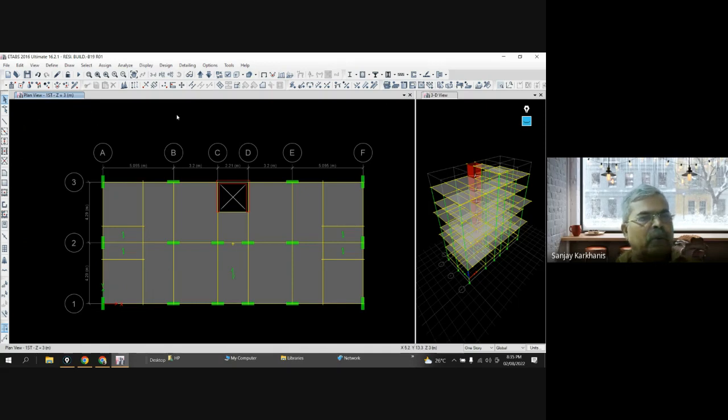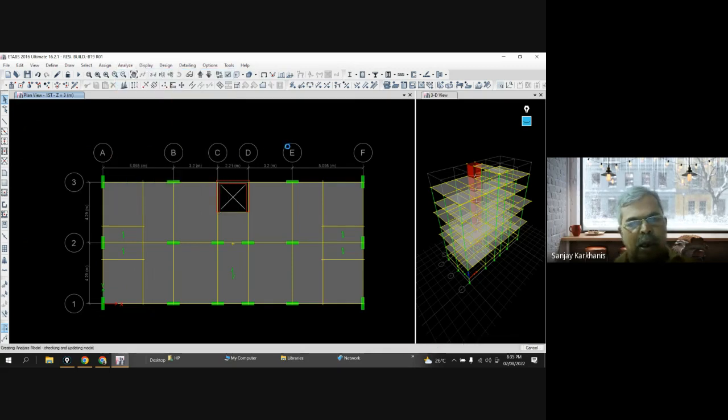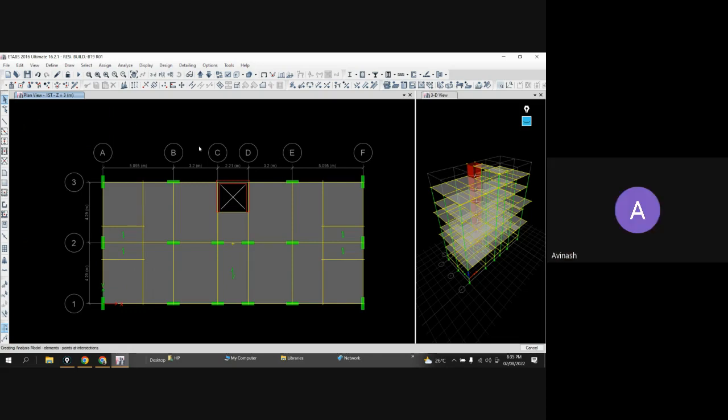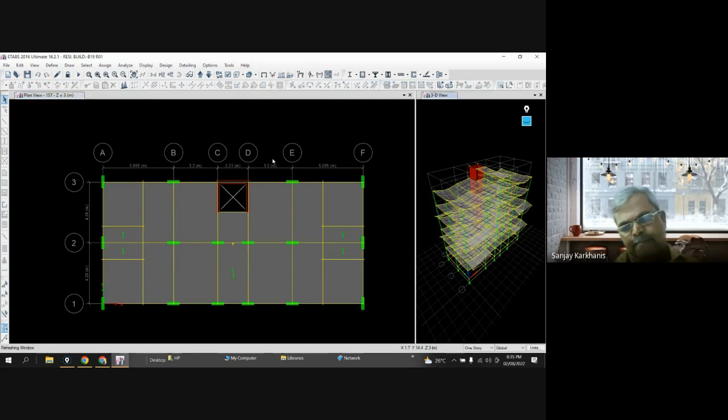Okay, now it is saved, and now I will go for analysis. And now I am not going to check the model because I know that it is correct and I have not changed anything, right? Yes, sir. So you can go for analysis. So it will analyze it. So that's why initially that 1000 is considered. Okay, so it is.